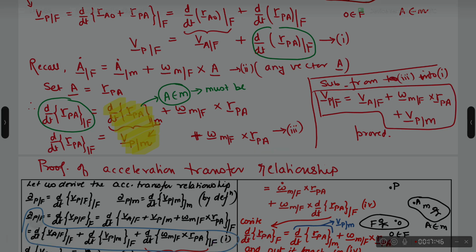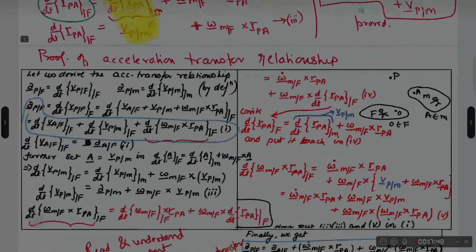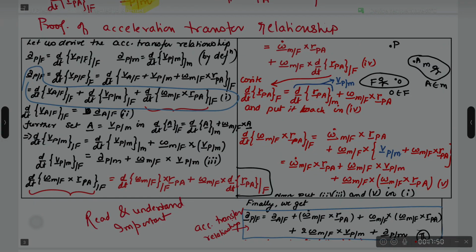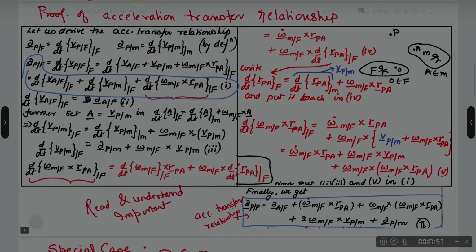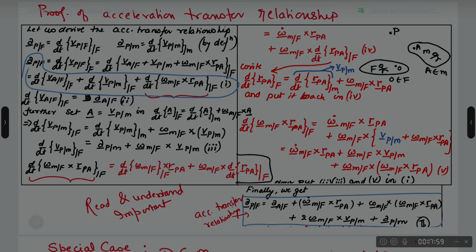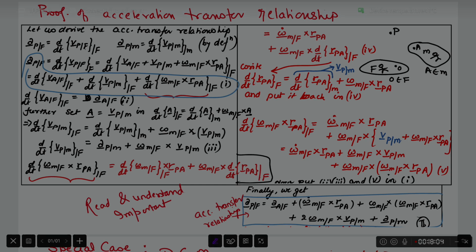The next item we want to take up is the acceleration transfer relationship, the proof of the acceleration transfer relationship. We start the proof with the same context, same two reference frames, freely moving particle P, frame M, frame F, O fixed in M, A fixed in O fixed in F, A fixed in M.